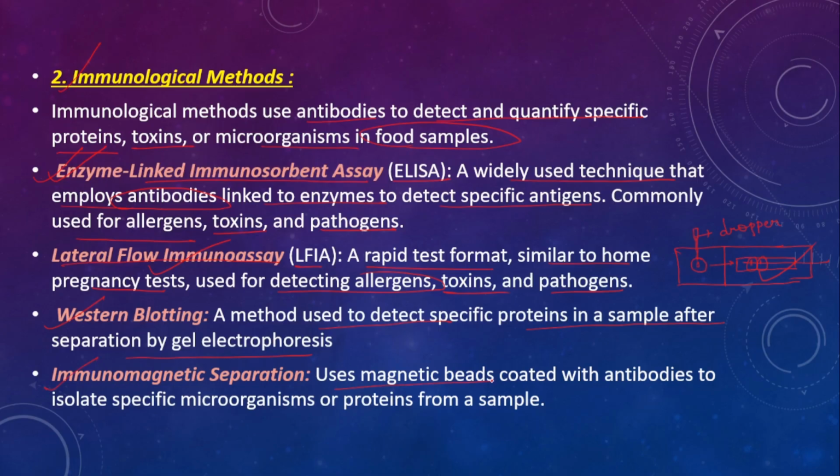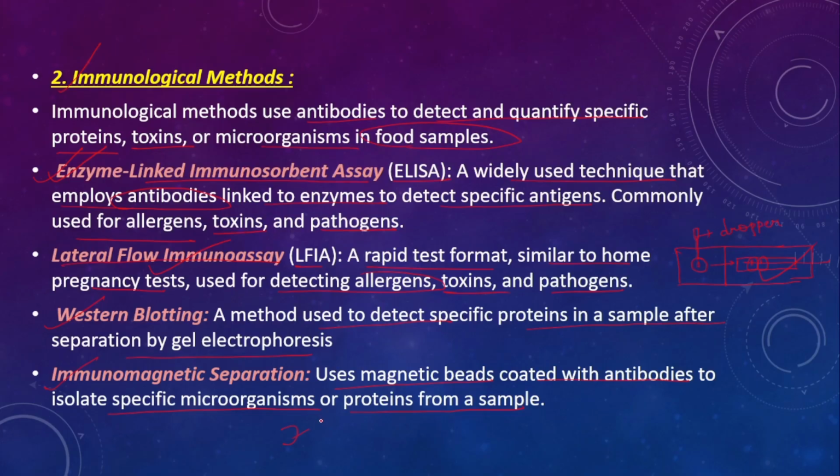Next is immunomagnetic separation. This uses magnetic beads coated with antibodies to isolate specific microorganisms or proteins from a sample. When a sample is mixed with these magnetic beads, the antibodies on the beads specifically bind to the target cells or molecules. A magnetic field is then applied to pull these bead-bound targets away from the rest of the sample, allowing for their isolation and separation.